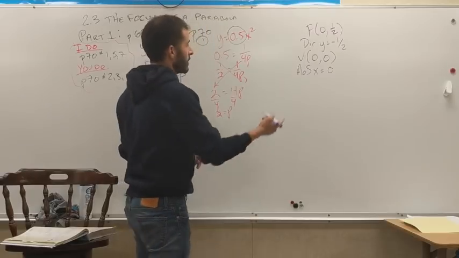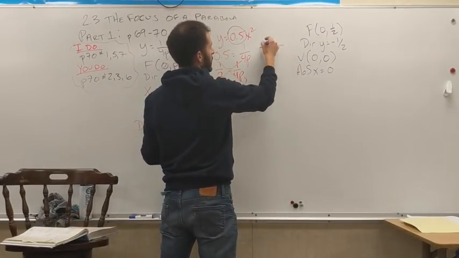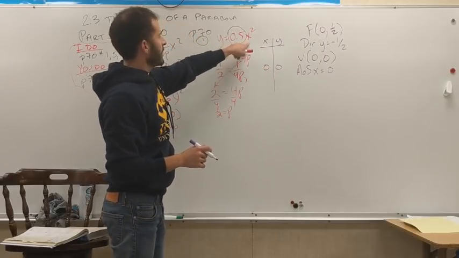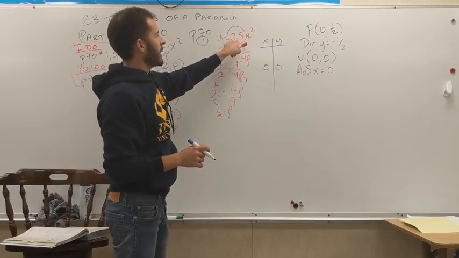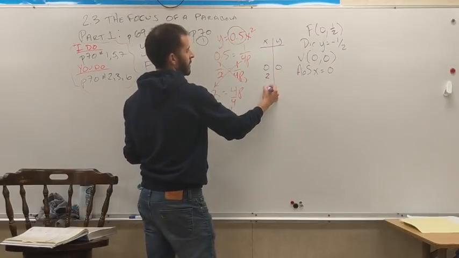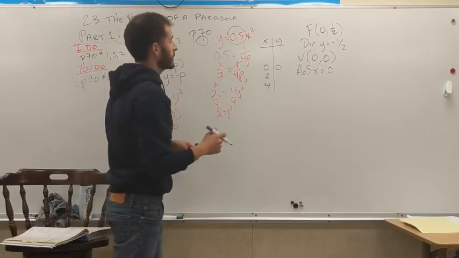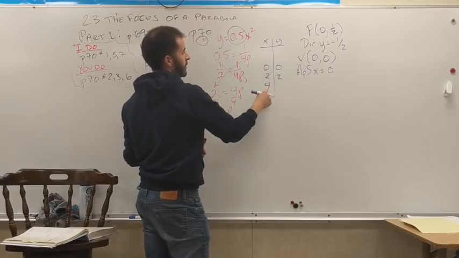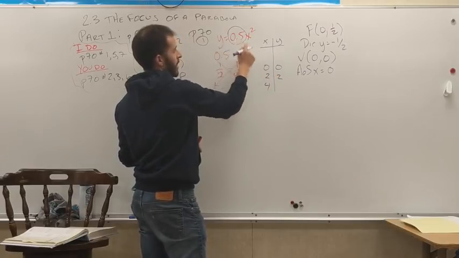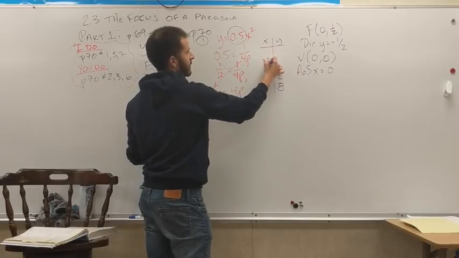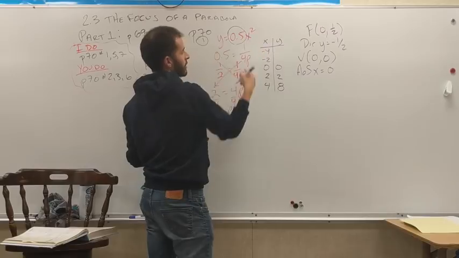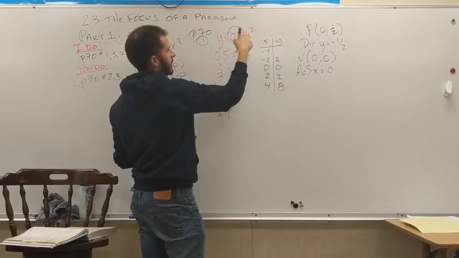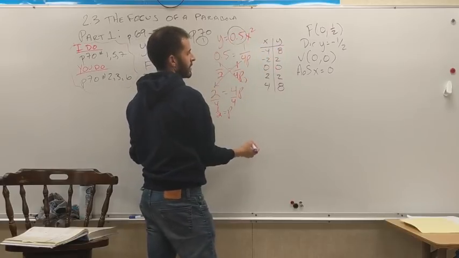I'm ready to graph. I know my vertex. I could put in a t-chart. 0, 0. Now, this is 0.5, so I got to take half of whatever this is. So I'm going to pick nice numbers that are going to give me even numbers. 2 squared is 4, times 0.5 is 2. 4 squared is 16, times 0.5, that's 8. And let's do -2 and -4. -2 squared is 4, half of 4 is 2. -4 squared is 16, half of 16 is 8. And I'm ready to graph.